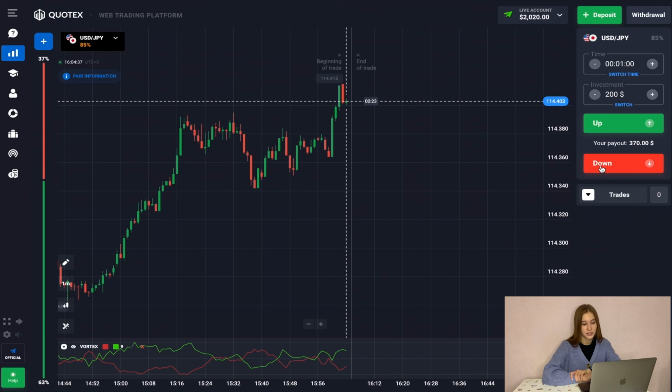We demonstrated strategies with the indicator and opened deals.